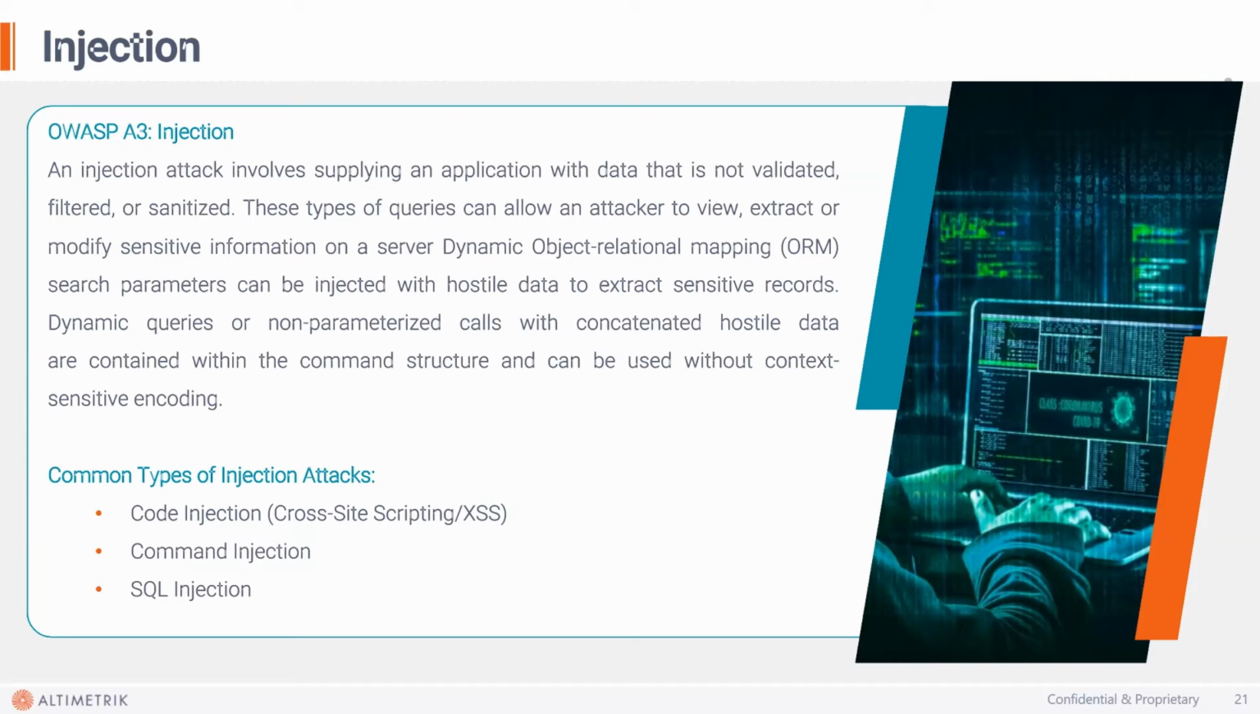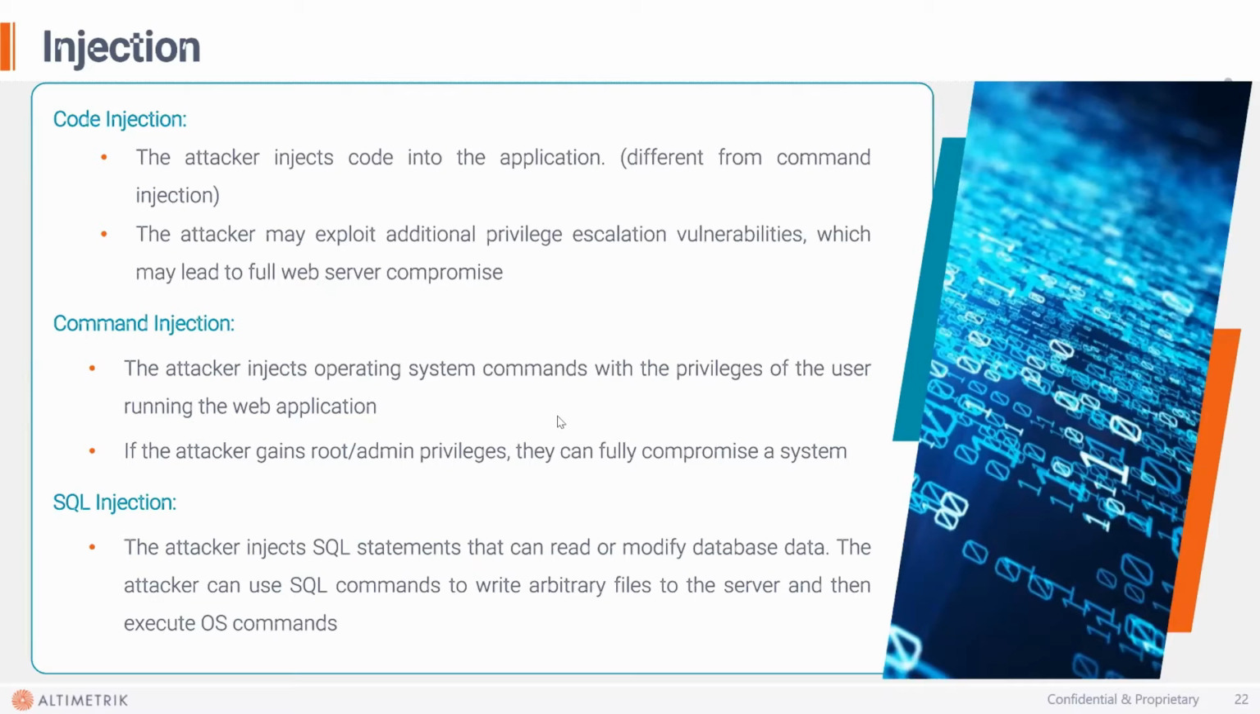I had shown an example of a SQL injection attack earlier, but I'll get more in depth into the other two. On the next slide, a code injection is when an attacker injects code into the application, and it's different from a command injection. This mostly affects information at the application level. In contrast, during a command injection, the attacker injects operating system commands with the privileges of the user running the application, which allows them to execute commands directly on the server.